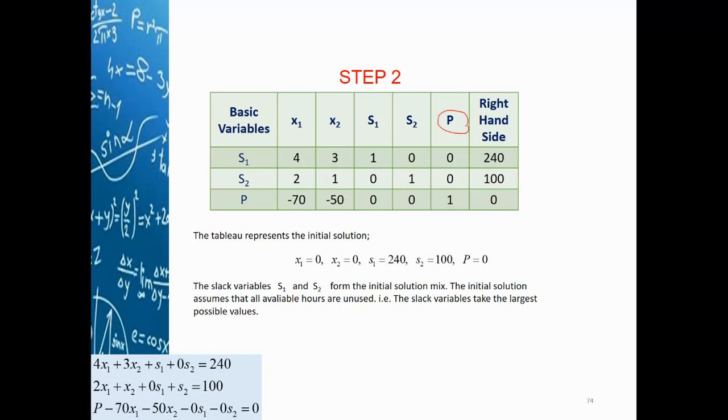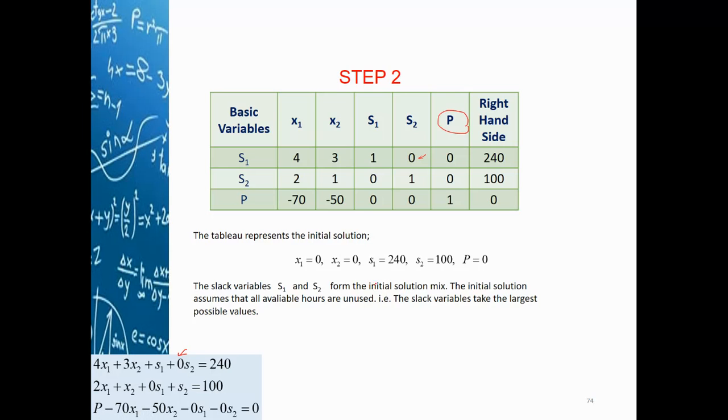So you transform it. I put it on the left hand side bottom here. This is the previous slide that you have, so you only transform the coefficients into the table: 4 for x1, 3 for x2, 1 for s1, 0 for s2, no P available here, and the right hand side would be 240. You do the same for the other rows as well. Now this is getting interesting.